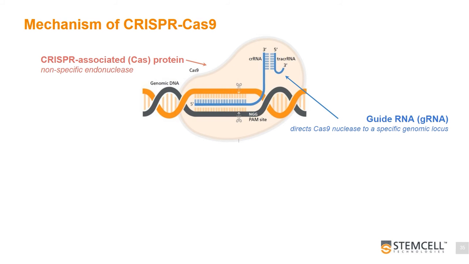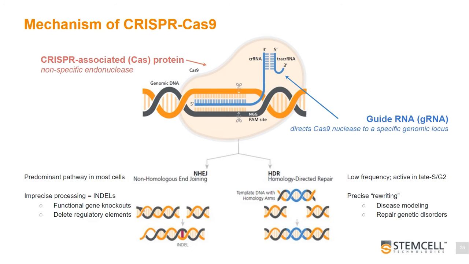The target sequence must be adjacent to a short sequence motif, known as a protospacer adjacent motif, or PAM, in order to be bound and processed by the Cas9 guide RNA complex. With the target sequence identified, the Cas9 enzyme makes a double-stranded break at the target site. The break will be repaired by the cell via an endogenous DNA repair mechanism.